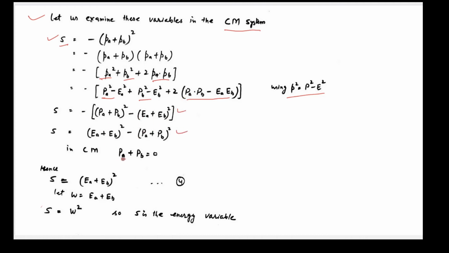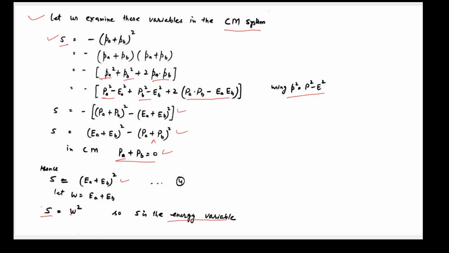In the center of mass frame of reference we know that the momenta p_A plus p_B is equal to 0. Substituting it here we will get this. So in the center of mass frame, S is equal to (E_A plus E_B) squared. Suppose E_A plus E_B is equal to W. So S will be equal to W squared. W depends on energy only. Hence we can say S is an energy variable because it depends on energy only.